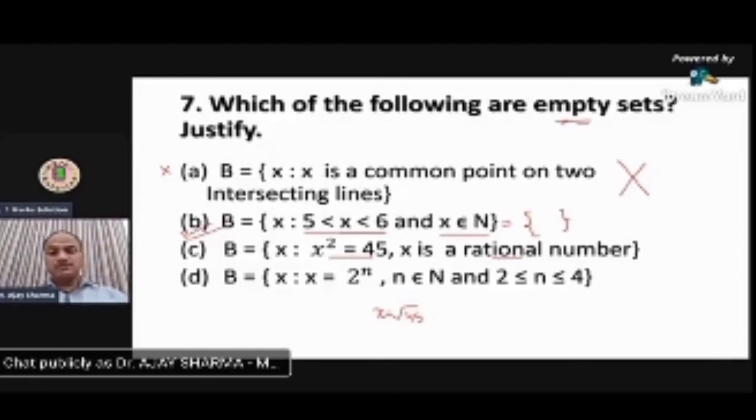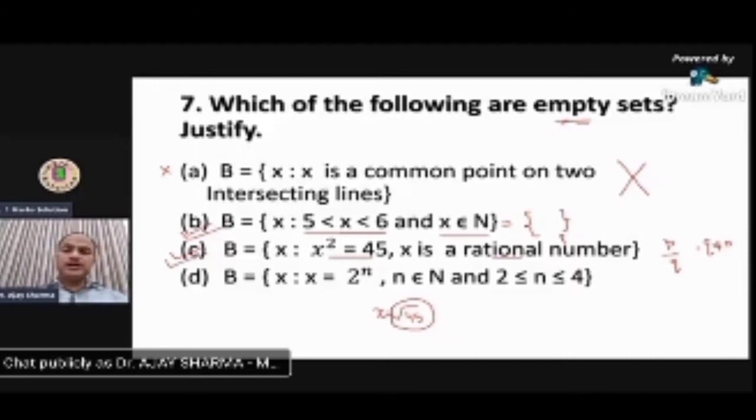No, guys. Rational numbers means all those numbers which can be written in the form of p by q, where p and q are integers, and q is not equal to 0. We know that this value is nowhere an integer. So this set is also similar to this set. So this set is also empty. So our answer C is also correct.